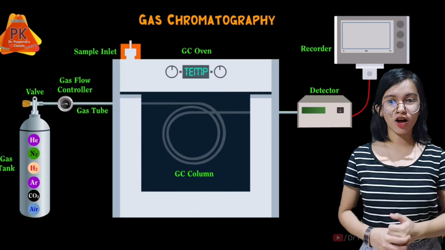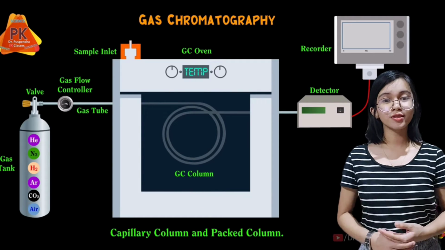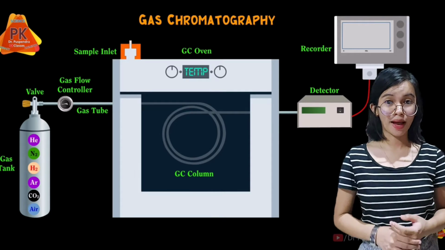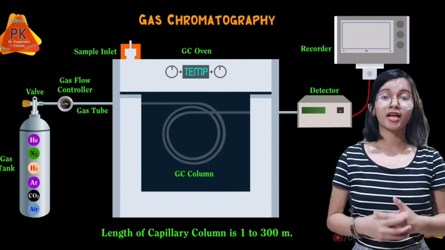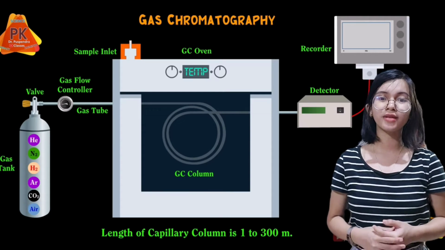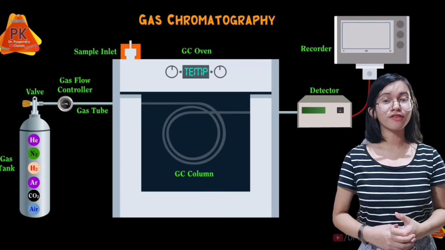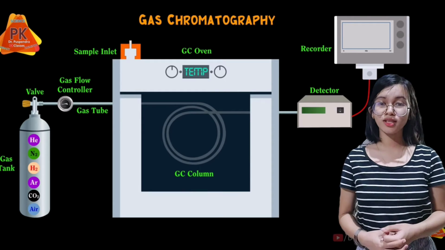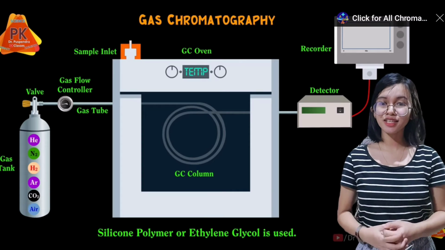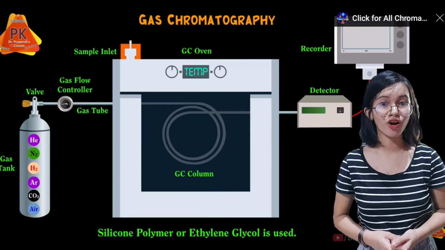Two major types of column are available. The first one is the capillary column, and the second one is the packed column. Generally, the capillary column is used in GC, and its length will be 1 to 300 meters. The internal wall of this capillary column is coated with a high boiling point stationary phase like silicone polymer or ethylene glycol.